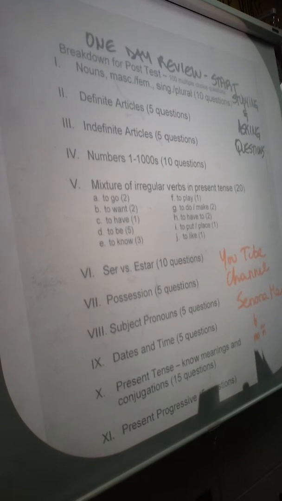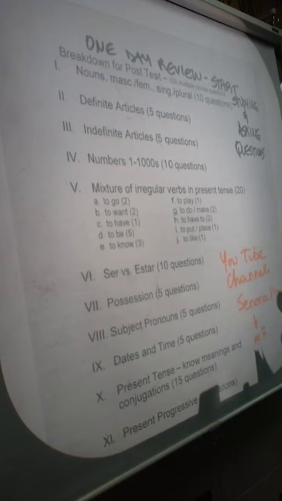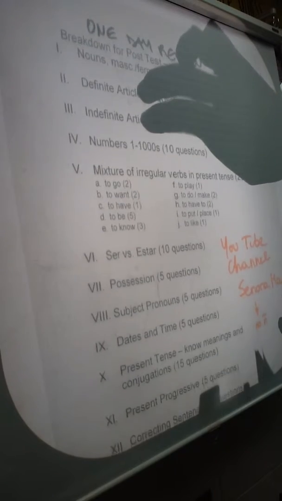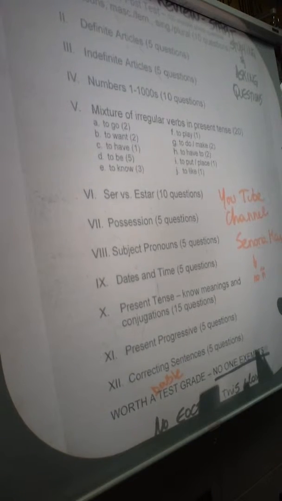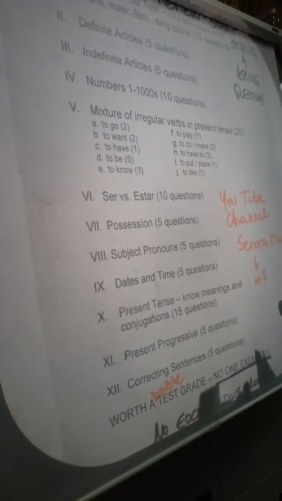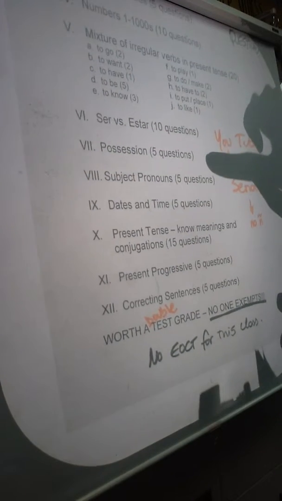But basically, all the beginning stuff that we went over: nouns, knowing if it's feminine or masculine, singular or plural, definite and indefinite articles, numbers, all your irregular verbs. The number next to it is how many questions will be for each of those sections, each of those verbs. Setting aside the difference between the two.